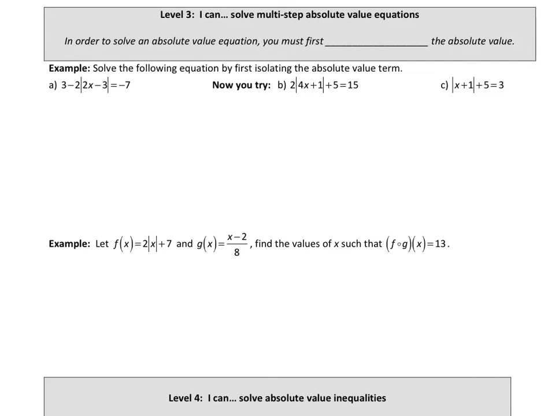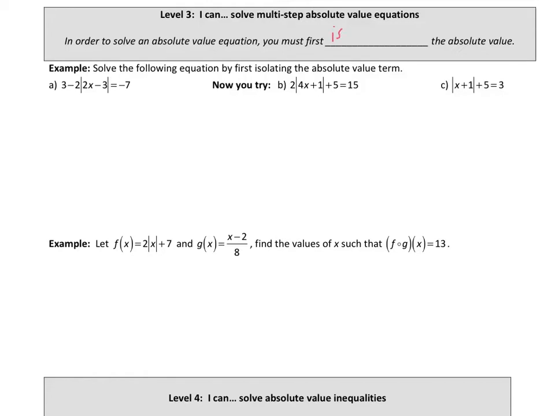All right, in level 3, we're solving multi-step absolute value equations, which really means what we're going to do is very similar to level 2. We're going to eventually set up two equations and solve. But remember in level 2, the absolute value was already isolated, it was already by itself. In level 3, we have to actually do that first.